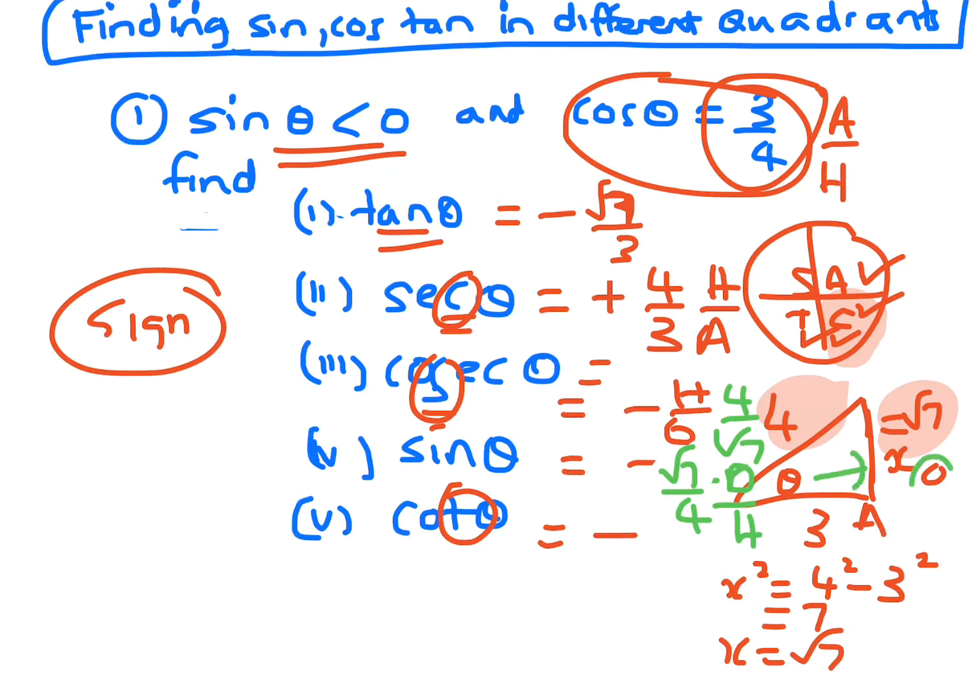So opposite on hypotenuse. And cot is the reciprocal of tan, which is opposite on adjacent. So it's adjacent on opposite. So the adjacent is 3. The opposite would be root 7.